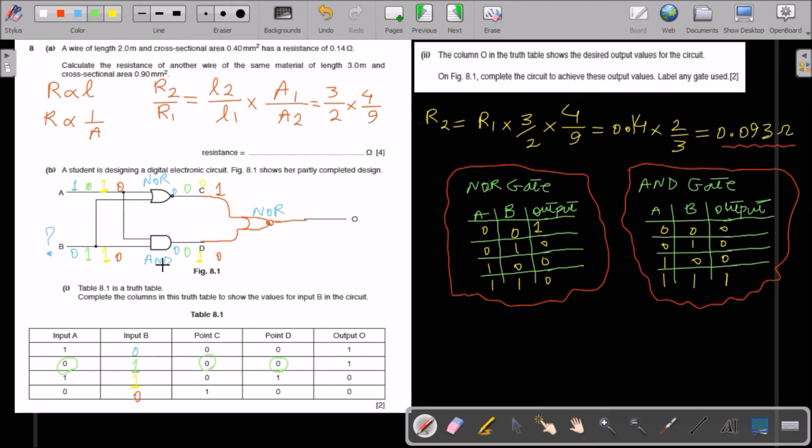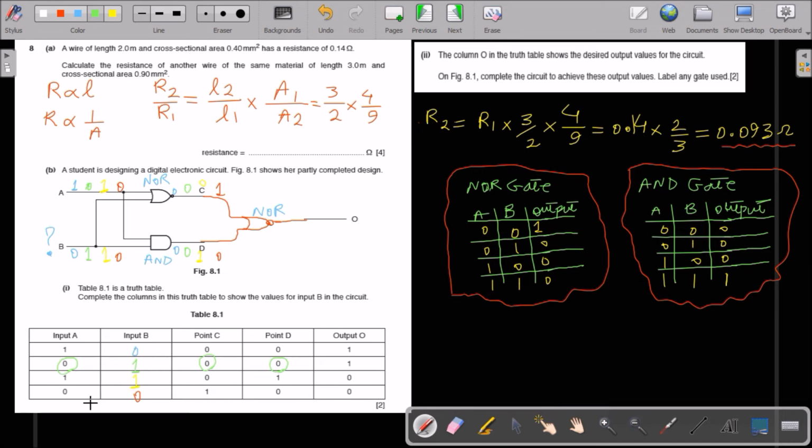Now look at AND gate. The output of AND gate is D. So again, A is 0 and D also 0 for AND gate. So A is 0, output is 0. So you can see that you can choose 1. So 1 will be the answer for input B for the second row.